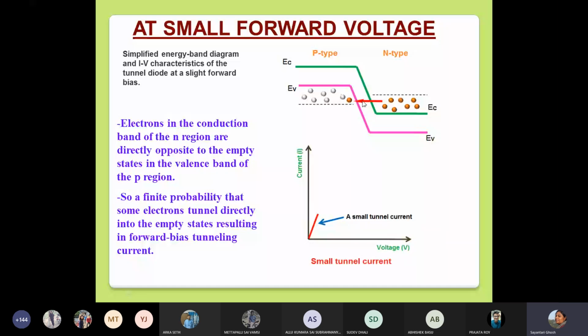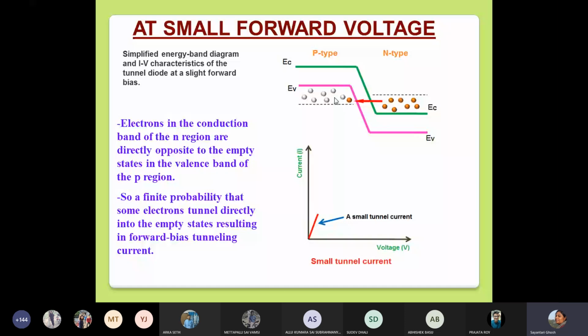Some electrons in the conduction band of the N region are directly opposite to the empty states of the valence band on the other side. Just imagine two trains passing each other, and you are sitting at one window in one train and your friend is sitting at a window in the other train, and you are continuously changing the voltage, which means you are continuously sliding these two trains in opposite directions. There will be one time where the two windows start overlapping. Then there will be a point where you have maximum overlap between the two windows, and then it will pass through, right? Something similar is happening here.